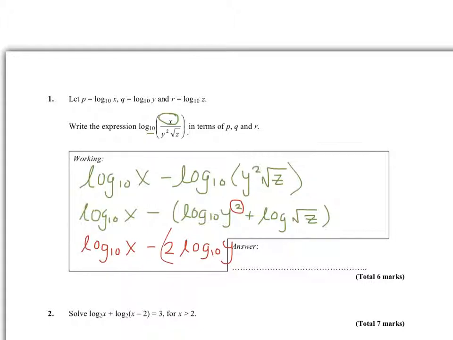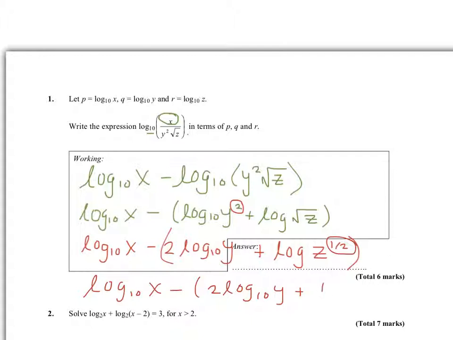Okay. And then right now, I can't do anything with that square root unless I rewrite it as a power. And we know that a square root can be written as a power of 1/2. I'm almost as simple as I can, but since we still have this power of 1/2, we should use the power rule and bring that down in front. So now we have log base 10 of x minus, and we still have those parentheses, 2 log base 10 of y plus 1/2 log base 10 of z.